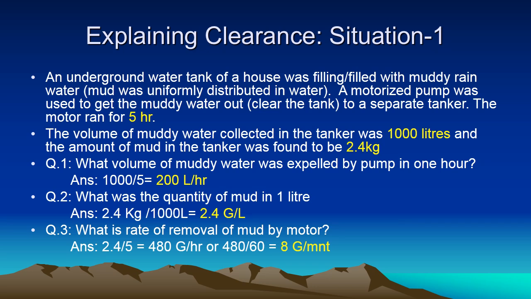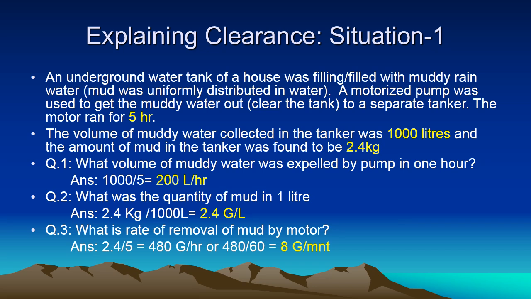Now let us understand clearance. Situation 1. An underground tank of a house was filled with muddy rainwater, and the mud was uniformly distributed. A motorized pump was used to get the muddy water out to a separate tanker. The motor ran for 5 hours. The volume of the muddy water collected after 5 hours was 1000 liters, and the amount of the mud in the tanker was found to be 2.4 kg.